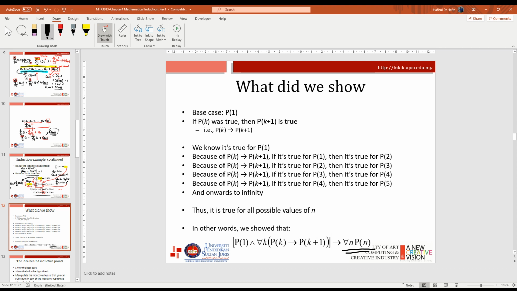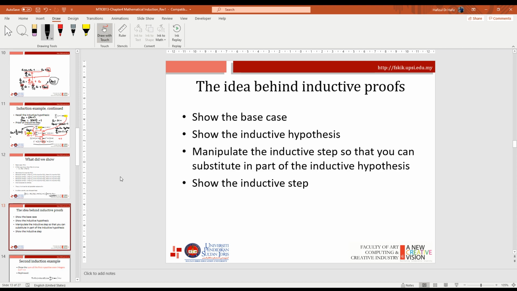Okay, I'll give you another example after this. The idea behind the inductive proof is to show the base case first. Secondly, to show the inductive hypothesis, and thirdly, to manipulate the inductive step so that you can substitute in the part of the inductive hypothesis by using the recall inductive step. And then the last one is to show the inductive step.